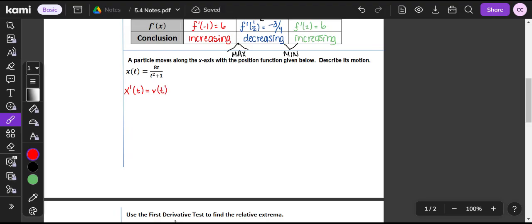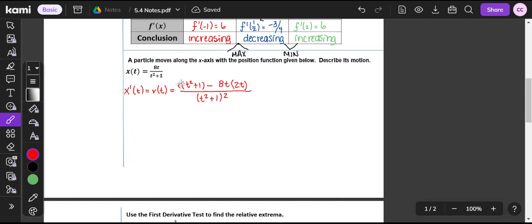All right, now you've got a quotient here. So this is quotient rule. Remember, you're going to do low d high. So we're going to do t squared plus 1. That's the bottom. Times the derivative of the top. So this is going to be times 8. And then minus high d low. So keep the top, take the derivative of the bottom. Looks like that's 2t. And then that's all going to be over the bottom squared. And I'm not going to write that out. I'm just going to leave it like that.